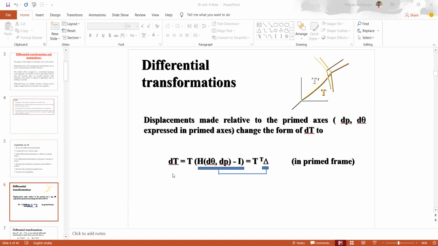Okay, next, what is the differential transformation mainly? Mainly in the differential transformation, there is displacement. Displacement means moving from one position to another position, and it is made relative to the primed axis: dp, d theta expressed in the primed axis, and changed into the form of dT. Okay, this one is the differential transformation. And next slide.